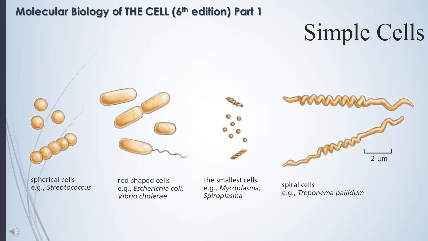So these are basically the four different types of conformation of cells that we can have. And of course, some of them can be branched, but these are the basic forms.